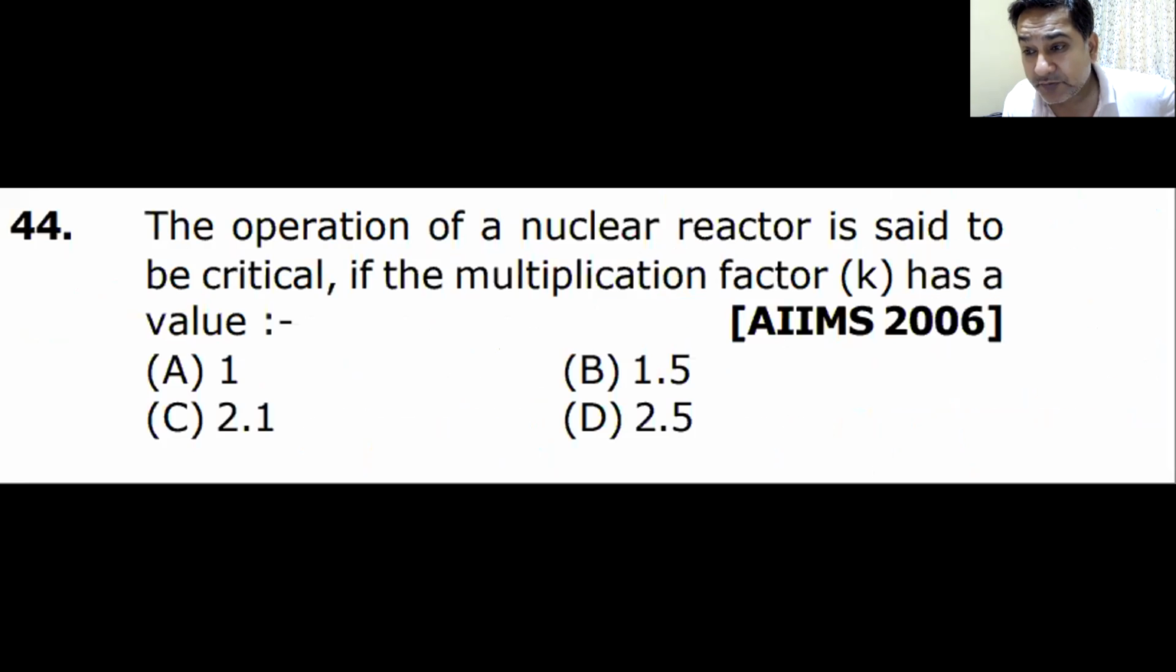As you can see, this is a very favorite topic of your AIIMS, of your AIPMT, of your NEET, and that is why we have done it. The operation of a nuclear reactor is said to be critical if the K is equal to 1. Okay, we understand this. Good.